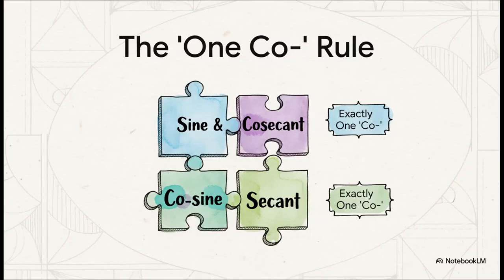So how do you remember this forever? Easy. Use the 1-co rule. In every single correct reciprocal pair, there is exactly one co prefix. Think about it. Sine pairs with cosecant, 1-co. Cosine pairs with secant, again, 1-co. 1-co per pair. Burn that into your brain, and you'll never make that mistake again.